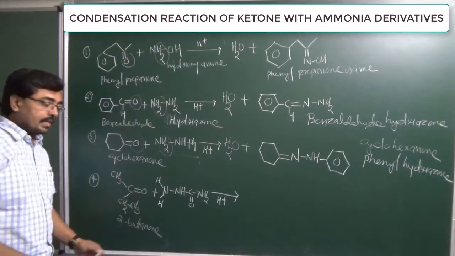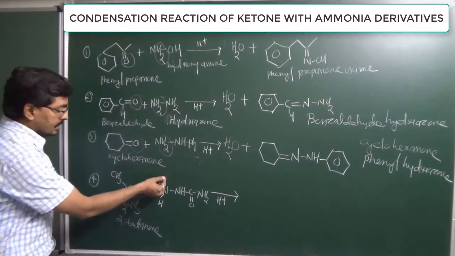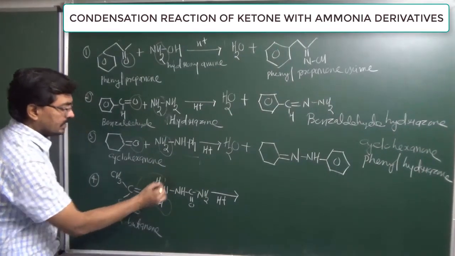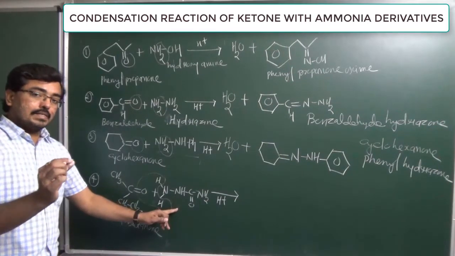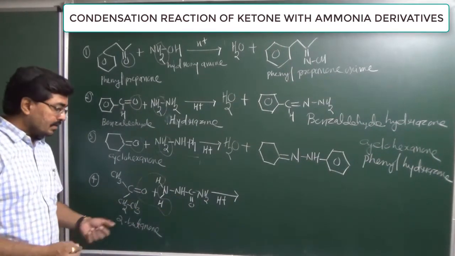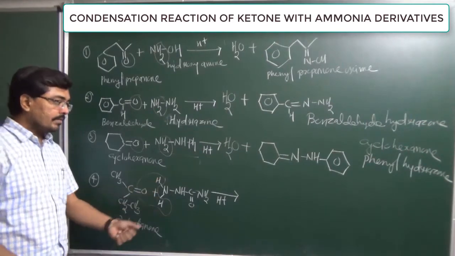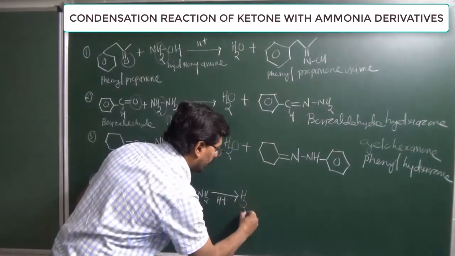The name of this structure is 2-butanone. Condensation reaction occurs with semicarbazide. With semicarbazide the reaction occurs in this way: oxygen joined with hydrogen is eliminated in the form of H2O.